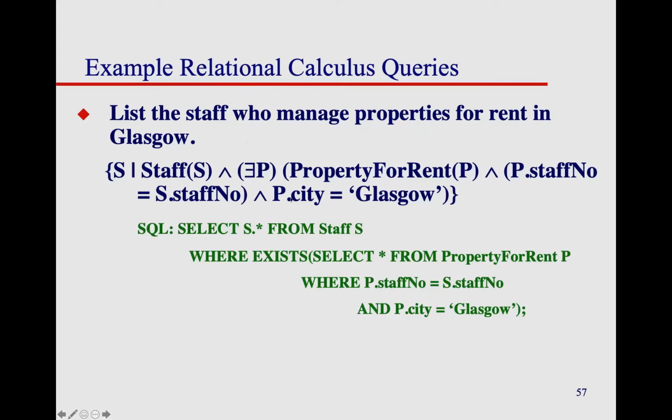So there must exist a property in the city of Glasgow such that the staff member's staff number matches the staff number managing that property. Okay, if you're looking for the comparable SQL query, written verbatim from here, this is what it looks like: select S.* from staff S where exists (select * from property for rent P where P.staff equals S.staff number and P.city equals Glasgow). You're ranging over every tuple in property for rent. So that's a literal translation of this relational calculus query into SQL.